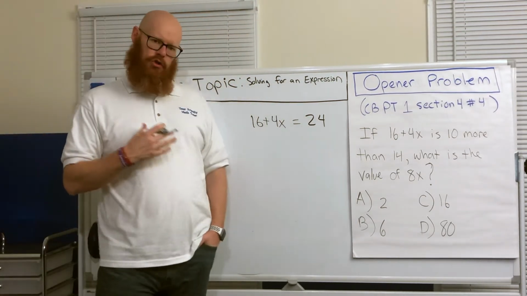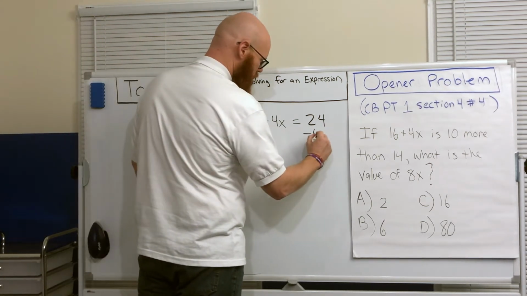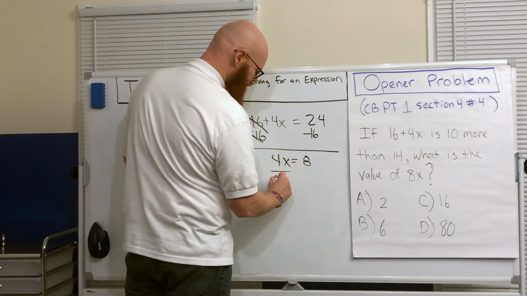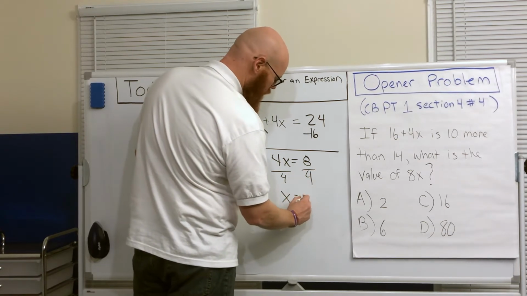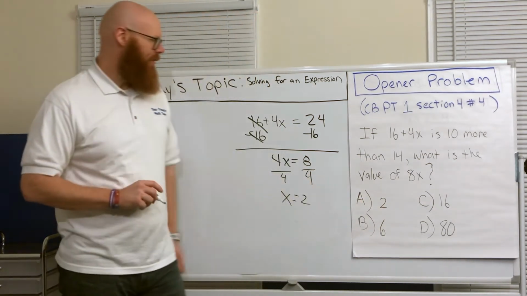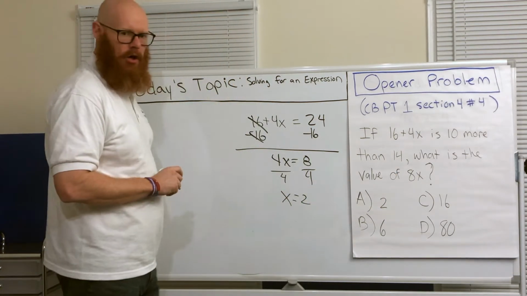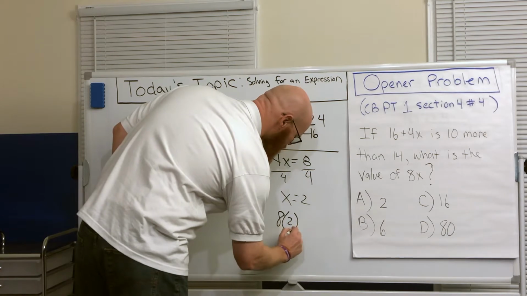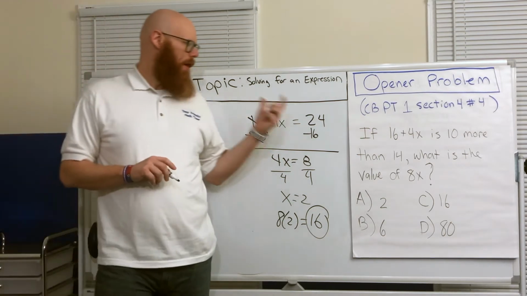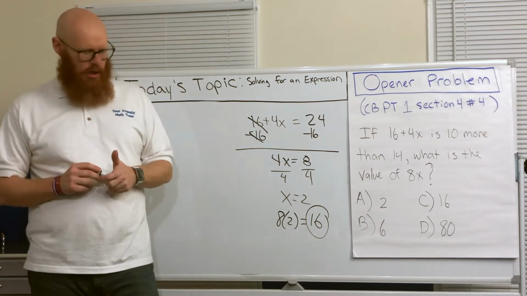So now let's take a look at the school way. The school way would be, let's just solve for x. So we get 4x equals 8. I divide each side by 4, so x equals 2. And I go, oh hey, my answer is right there, right? Not quite, because they didn't ask us for x, they asked us for 8x. Well, 8x means I need to plug 2 back in, so 8 times 2 is 16, and 16 is C. So that is how we would do it in school. You just solve for x and substitute back into the expression.